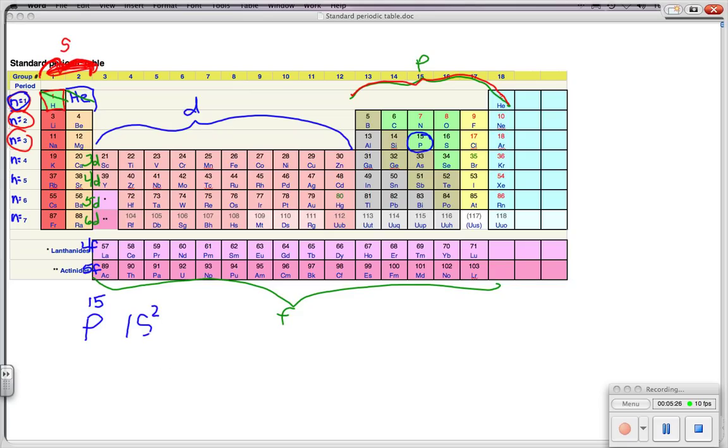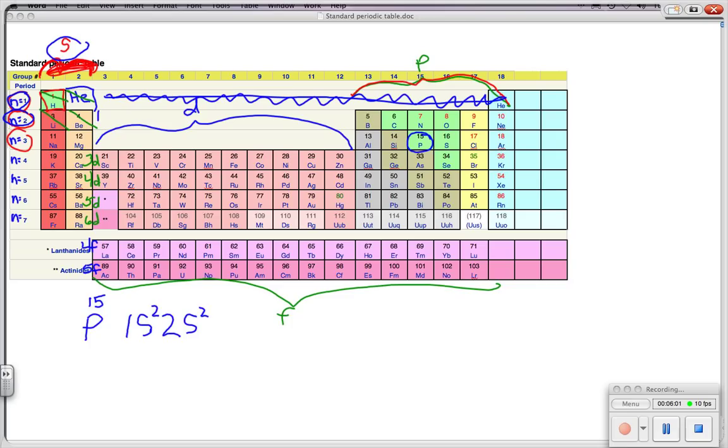Now, after I've just completed the S, if you see here, there's nothing left in that row. So I need to go down to the second row, n equal to 2. The first sublevel I come to are the S's, so it's 2s. I kick over 1, 2 spaces referring to 2 electrons, so it becomes 2s2.